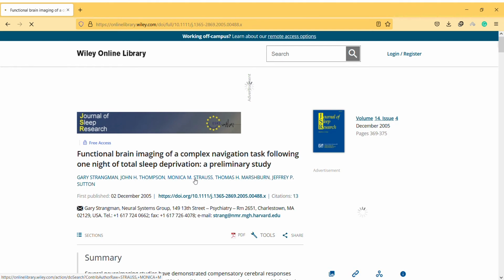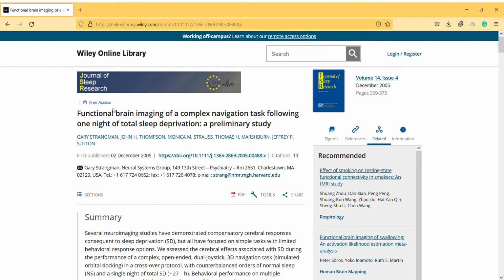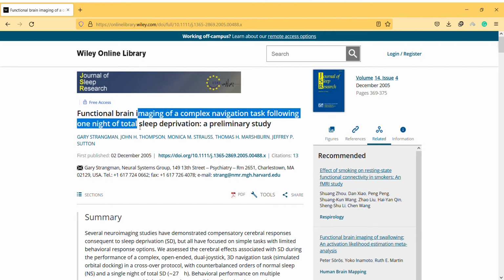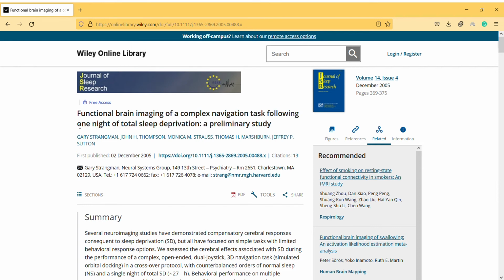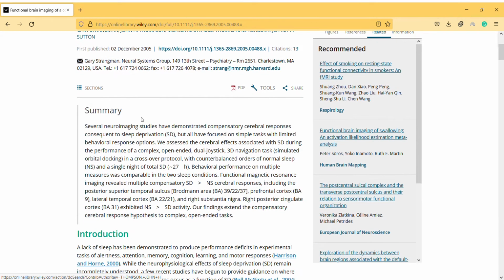So the article seems to be published in the Journal of Sleep Research. Functional brain imaging of a complex navigation task following one night of total sleep deprivation. So they obviously do not sleep for a night, as is clearly mentioned, and they use functional brain imaging to measure their brain.